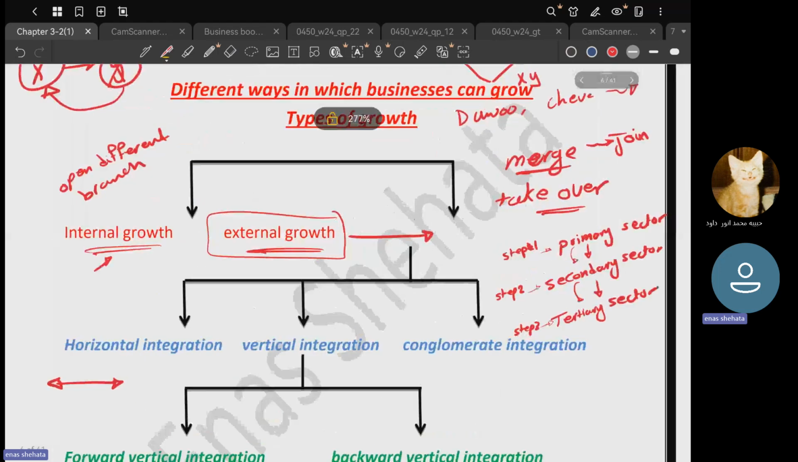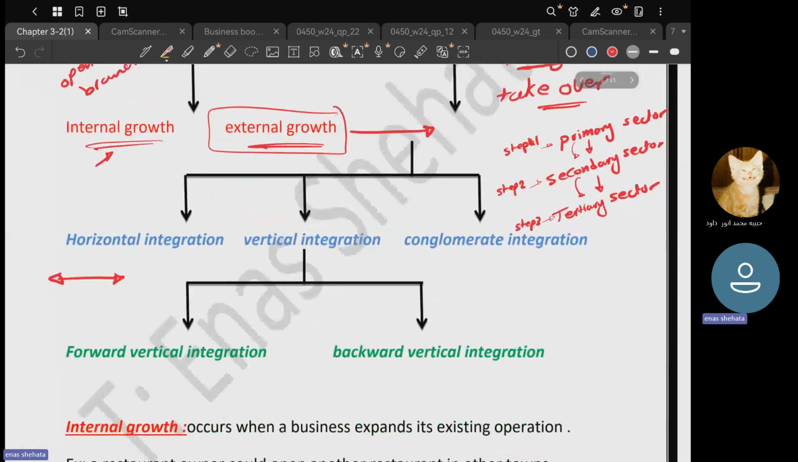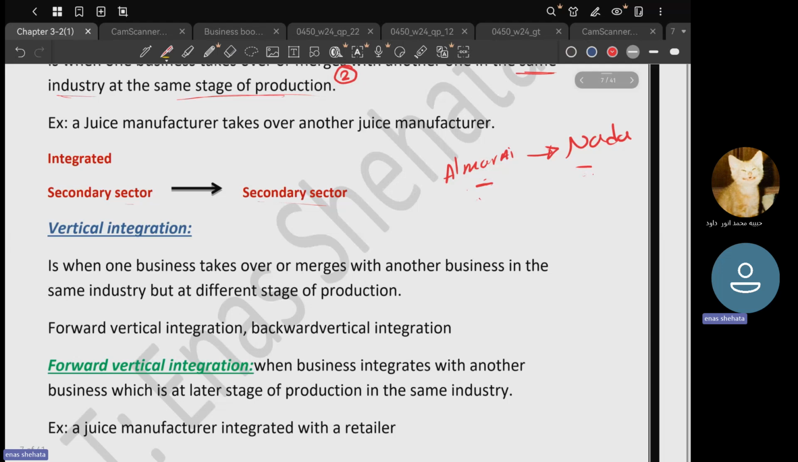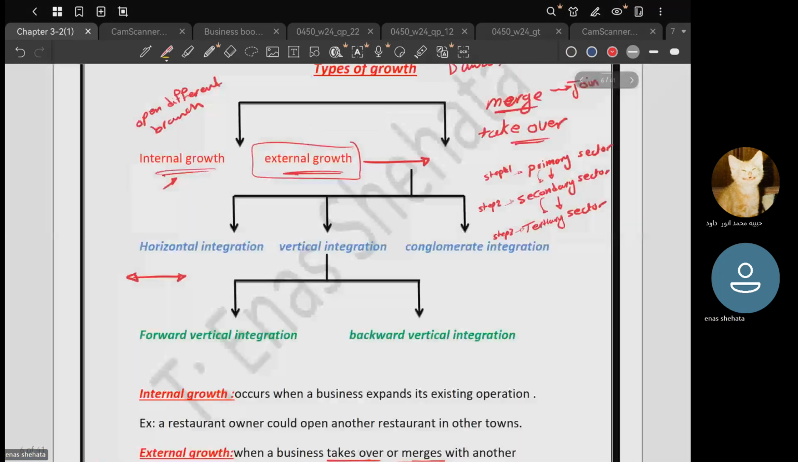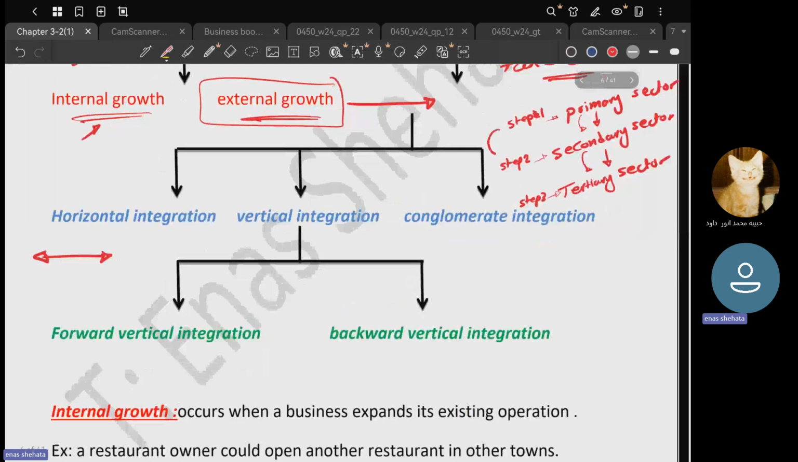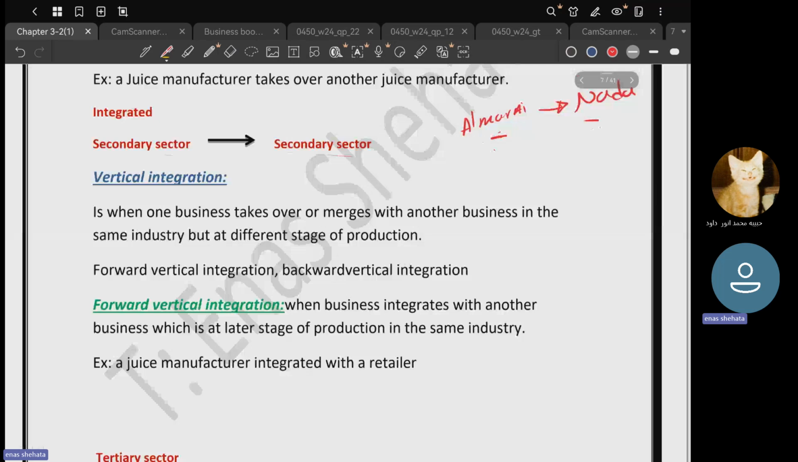The other one is vertical integration. Vertical integration consists of two things: forward vertical integration or backward vertical integration. What's forward vertical integration? Forward means you are going to the front. You are going to the next step. Meaning primary may take over secondary, or secondary may take over tertiary. So forward means a later stage will take over a next stage. You will be going in an advanced stage.